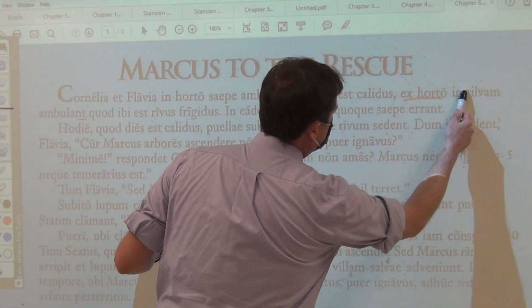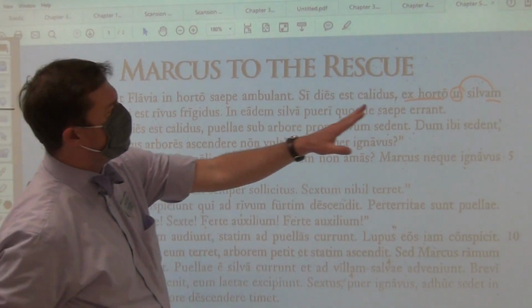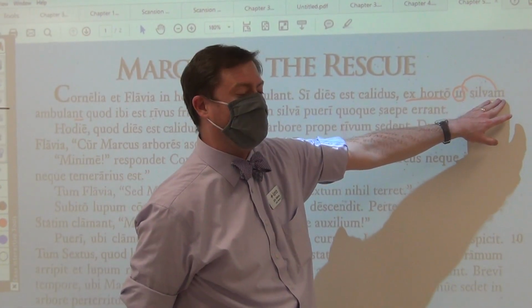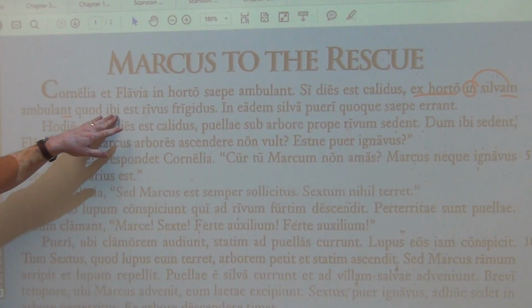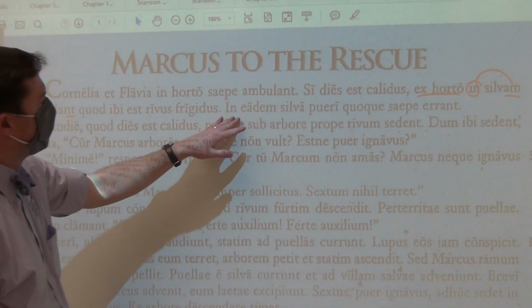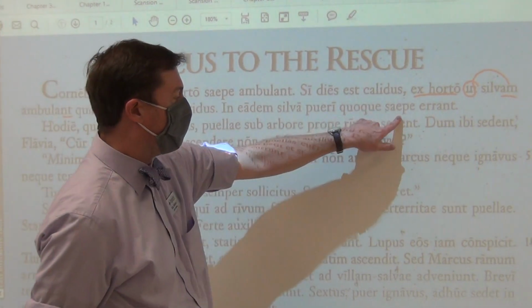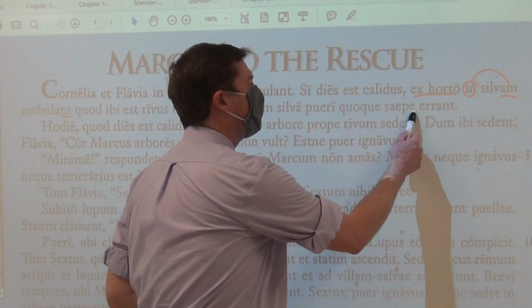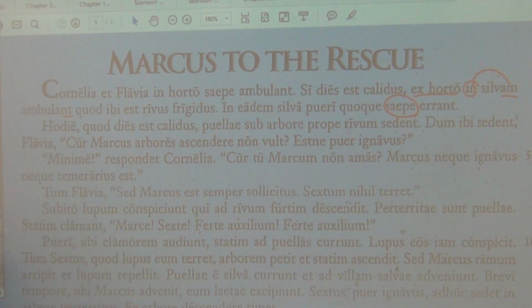Out of the garden, in plus accusative, into. So whenever you have in plus um, am, or em, it's into the forest, because there is a cold stream. In the same forest, the boys also often wander. That's your second word. Saepe, often. So put that down as your second item.